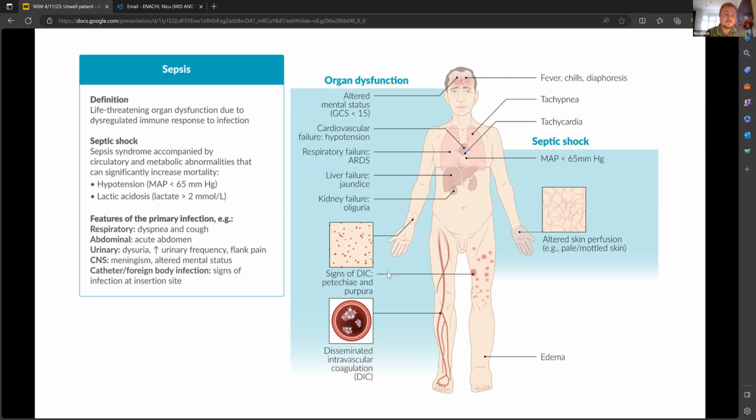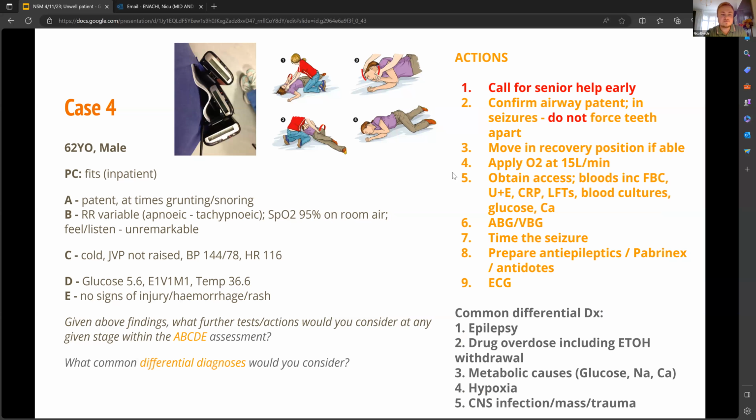Anyway, sepsis is a life-threatening organ dysfunction due to a dysregulated immune response to infection. It doesn't necessarily mean that a patient has to be hypotensive all the time. Sepsis doesn't just mean hypotension with an infection, but it's a high morbidity, high mortality diagnosis. So getting it right from the start is very important, and your ABCDE will help you a lot in that. Quick one, case 4 is a patient who actually has seizures.